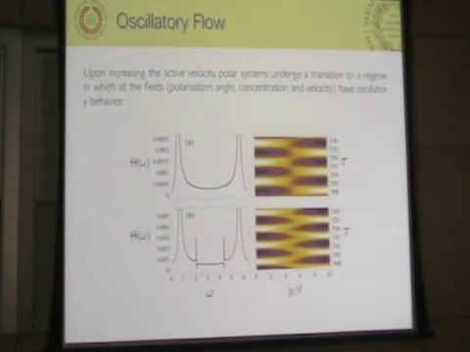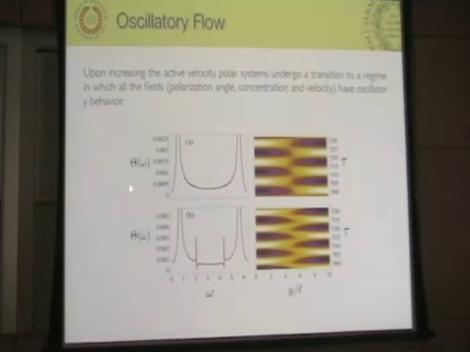Now, this is not the entire story, though. I mean, if you keep increasing these beta parameters that represent the velocity at which particles are moving in the direction of the polarization, at some point you will hit a regime in which all the dynamic fields, so the polarization angle, the concentration, and the velocity, are oscillating in time with some frequency, which at least at the onset of the oscillatory behavior is proportional to the square root of this velocity.